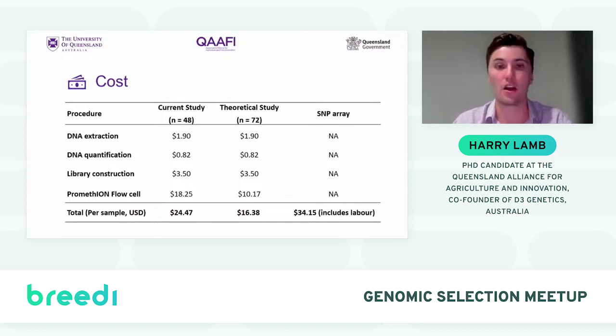In Australia, our SNP array genotyping that is commercially done for farmers, we get that for around about $34 per sample, but that does include labor and it does include overheads. So you can see roughly how they compare, but again, that's not a like-for-like comparison.